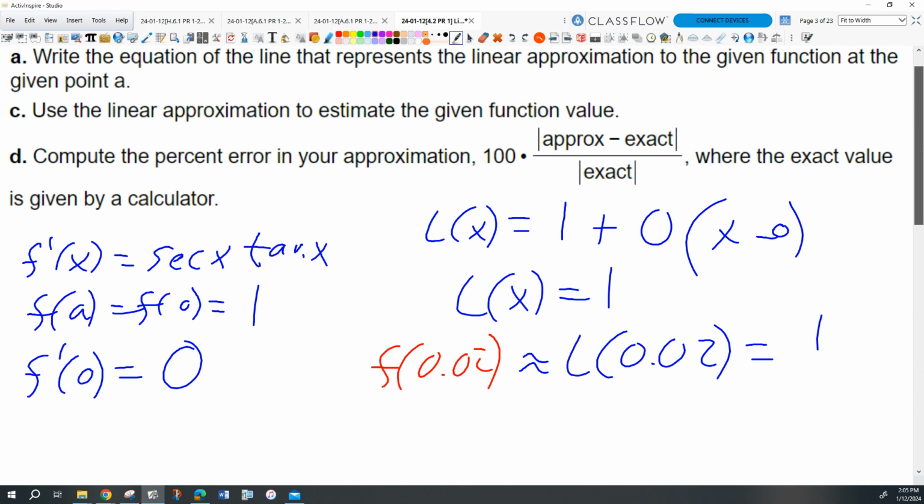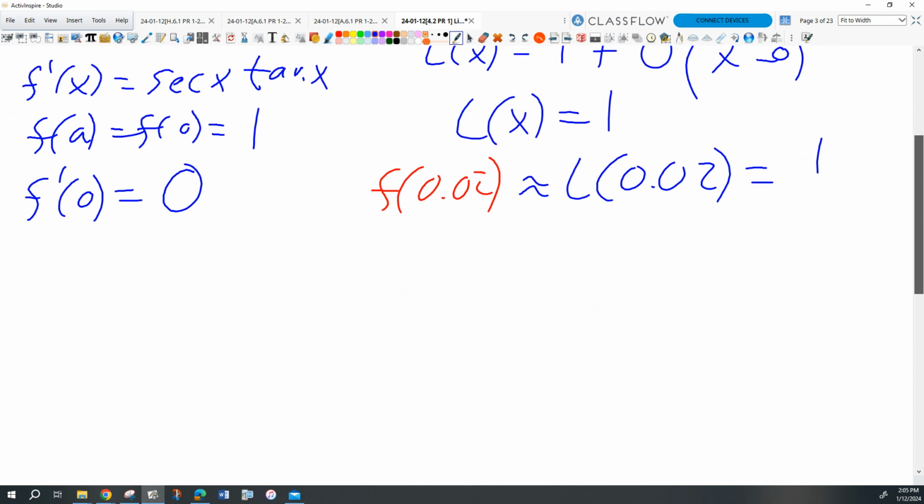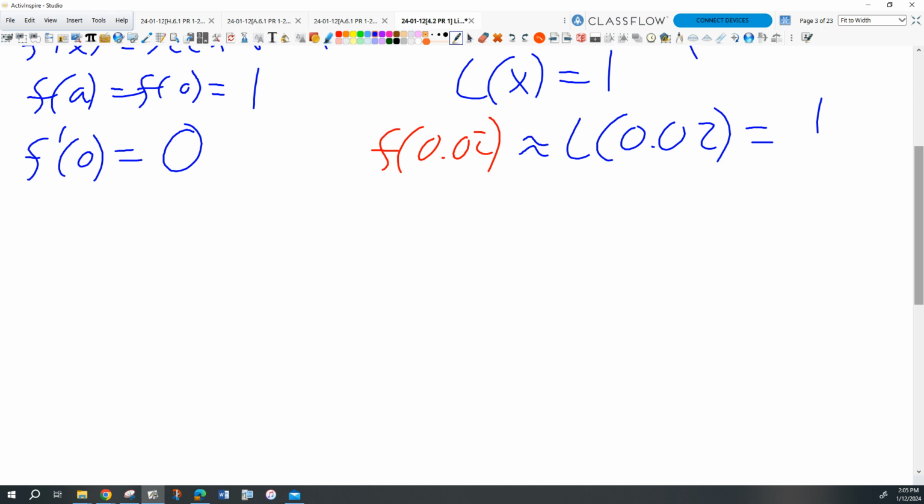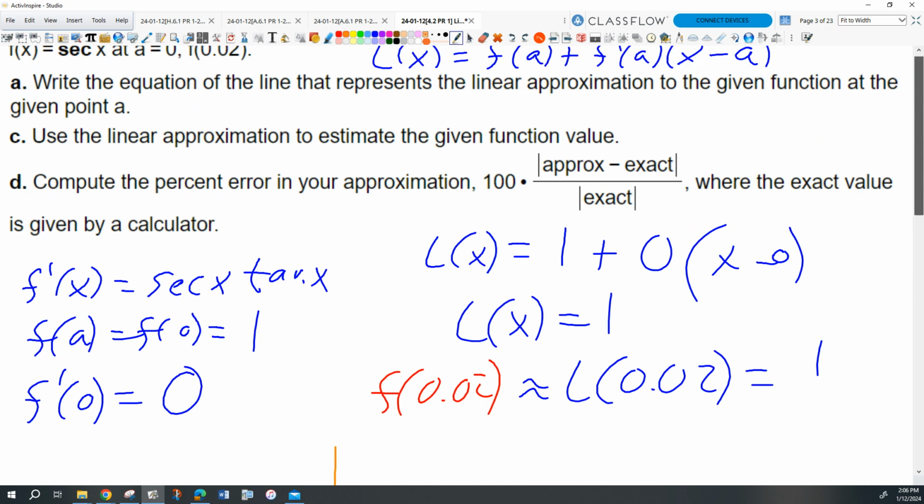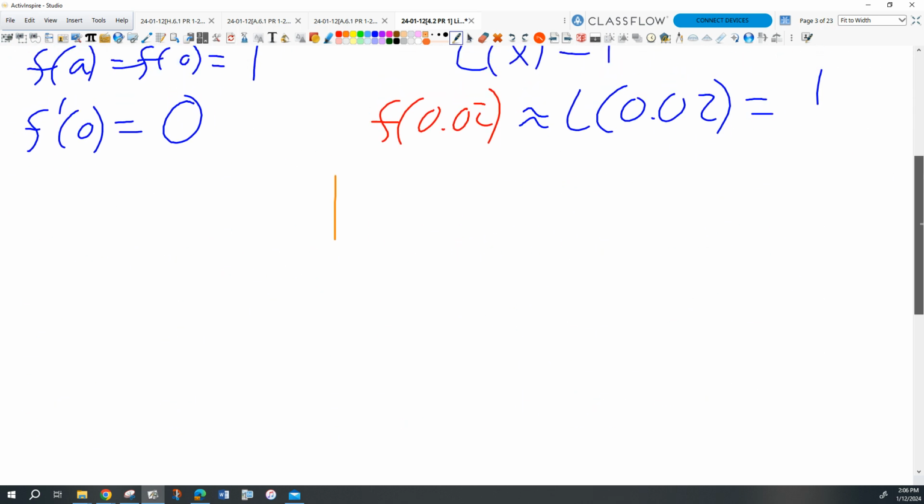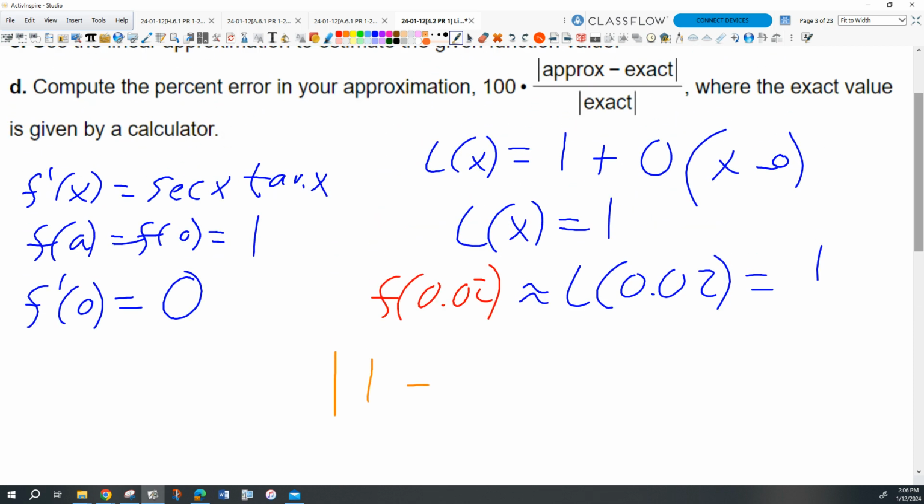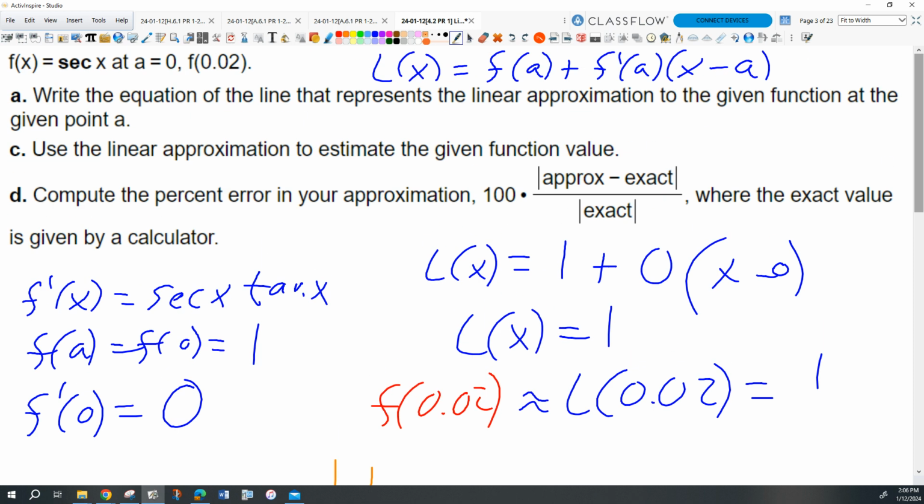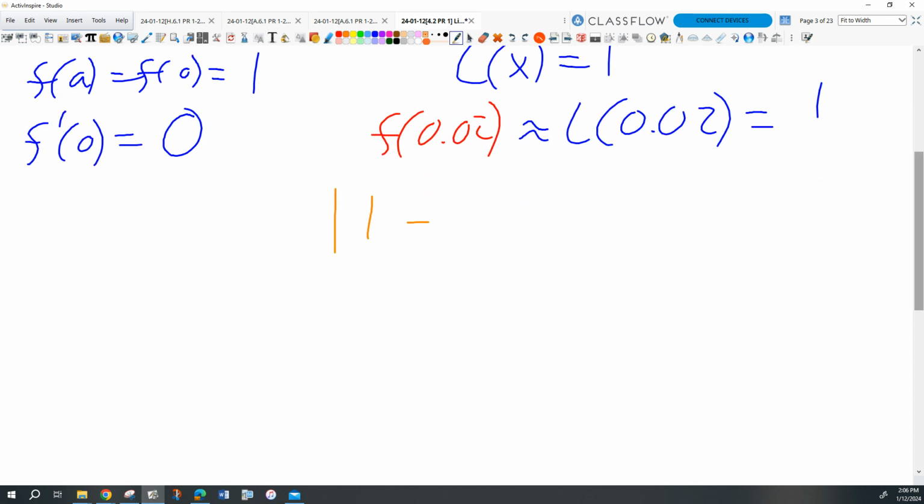So how do we do? Let's check our percent error. We'll do it their way this time. It'll all be positive. So percent error then would just be the absolute value of our approximate minus exact, right? So our approximate was 1 minus, well, we're going to need a calculator for this. We're not going to know this answer, but what is the secant, because that's our original function, secant of x. So secant of 0.02.